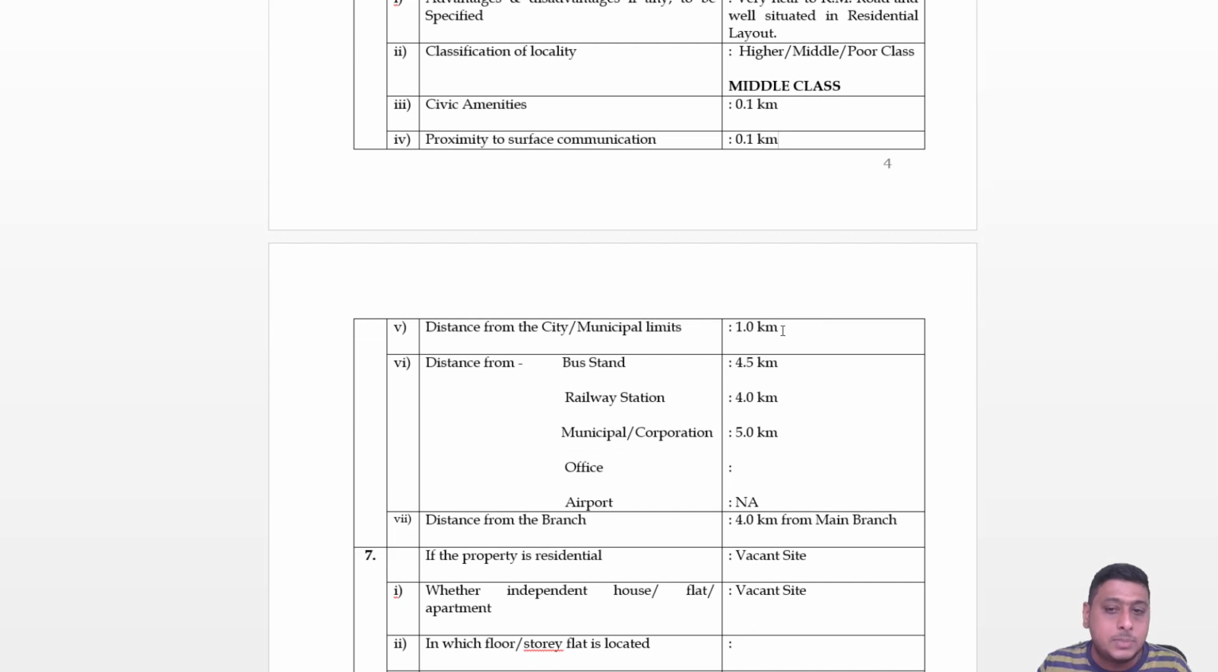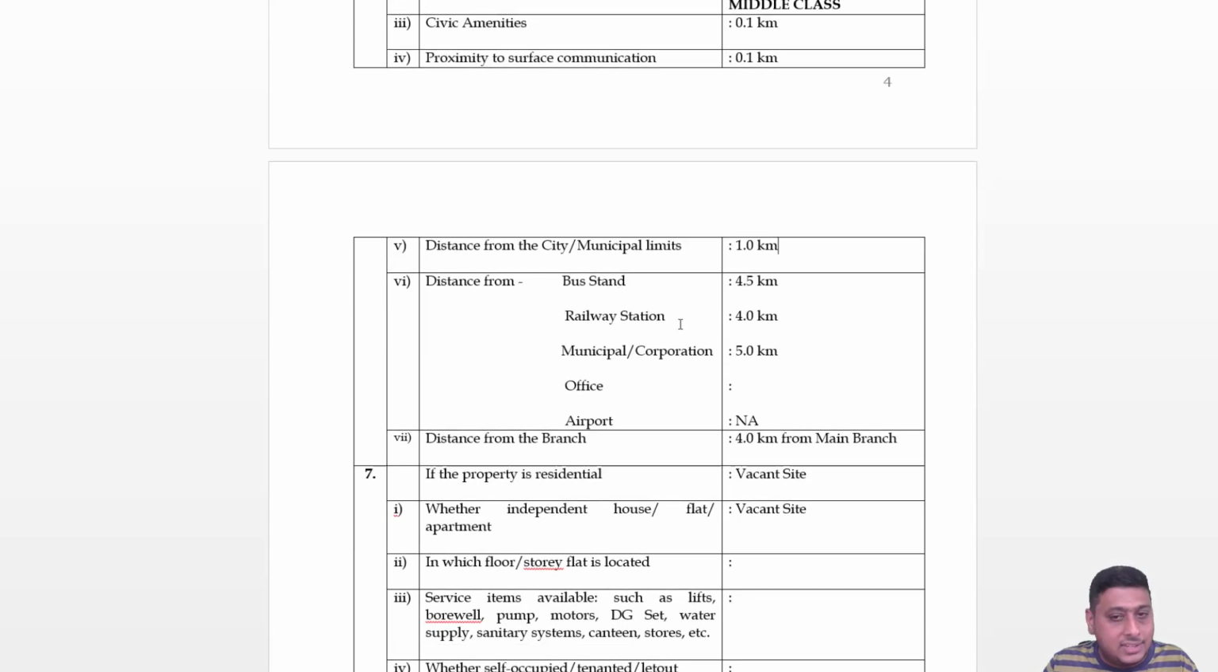Distance from the city or municipal limits, that is, from the main government office or the municipality office or the BBMP office, Bruhat Bengaluru Mahanagara Palike office, or Zilla Panchayat office. We will be having an authorization office in the town. So with respect to that office, what is the distance? Next, distance from the bus stand, railway station, municipal corporation office, airport. And this is the main thing, distance from the branch, that is, from the bank for which we are giving the valuation report.